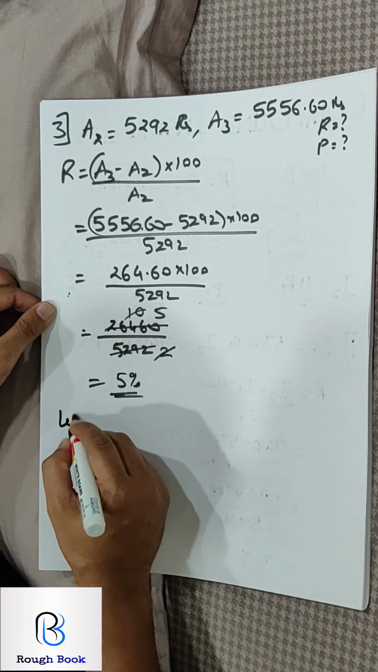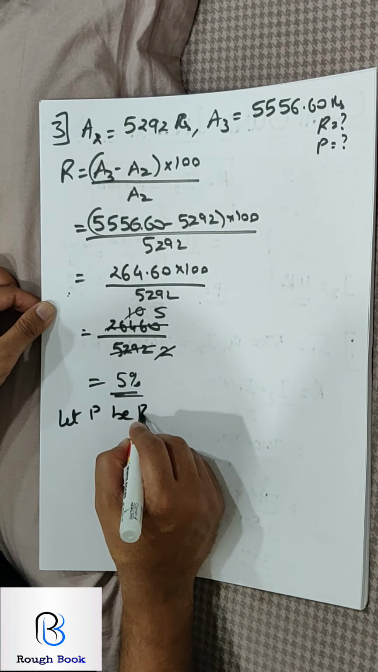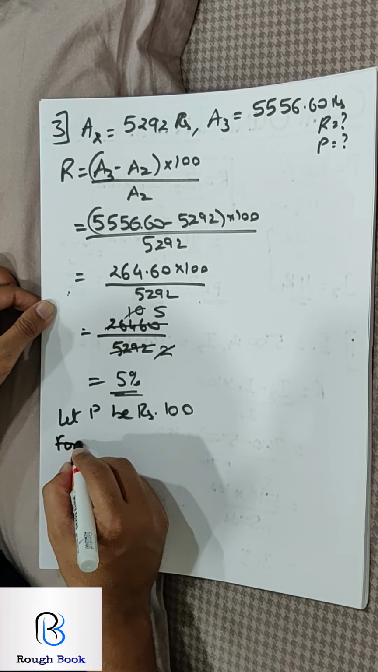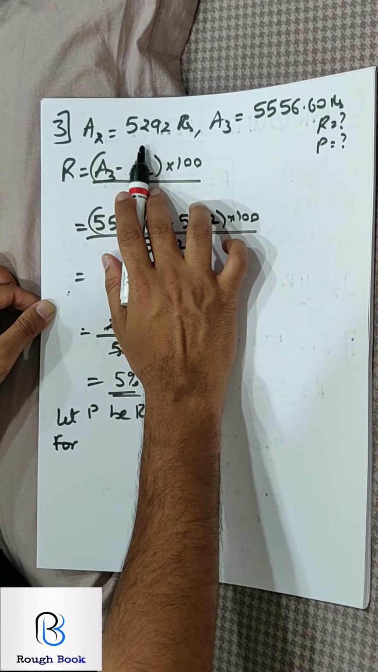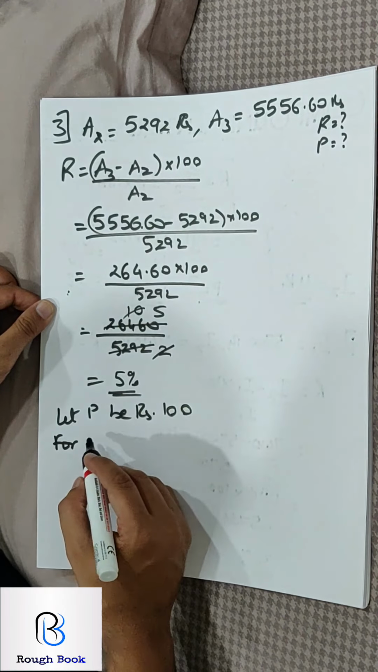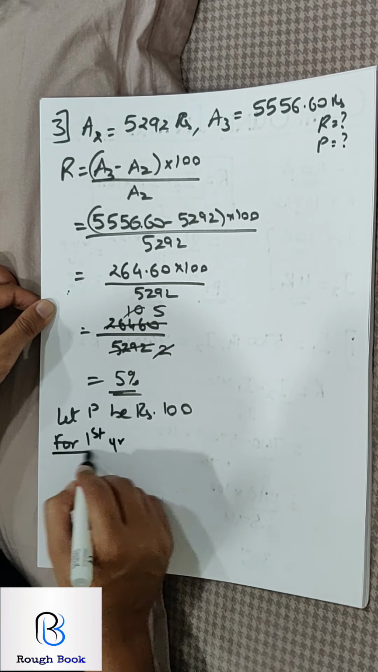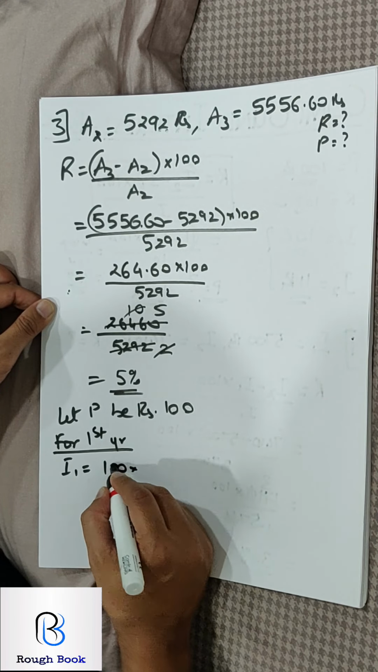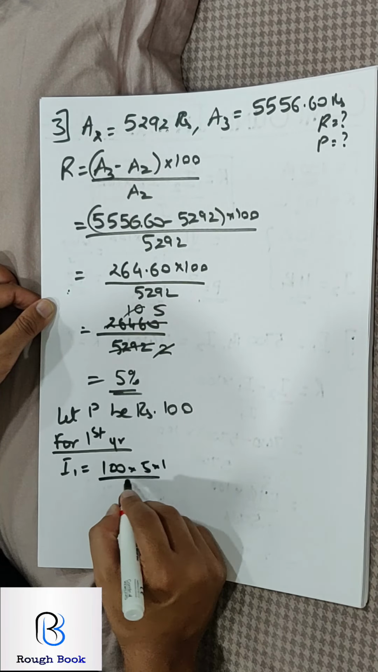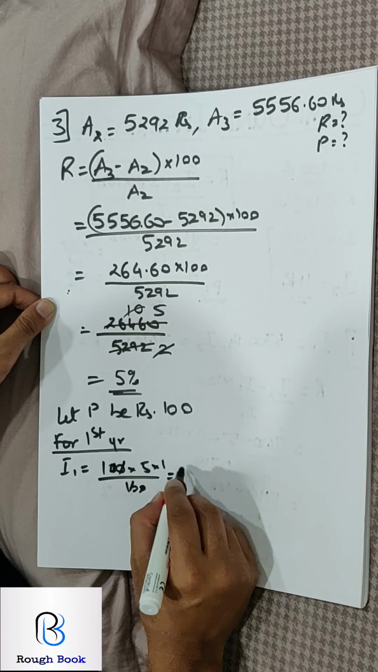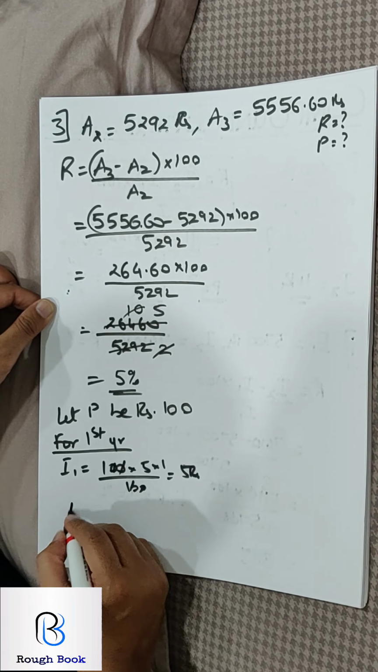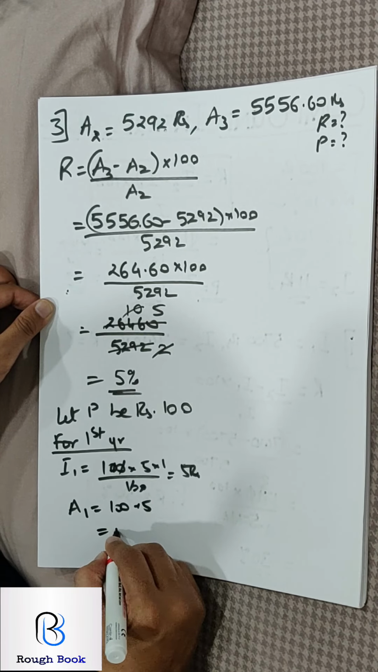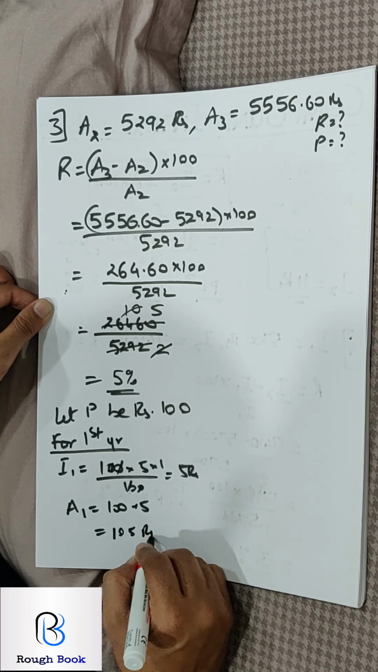Now to get the principal, I will say let the principal be rupees 100. For the first year, I have to reach A2 in order to use the unitary method, so I am trying to get I1. So 100, rate is 5%, so my interest becomes 5 rupees. Then my A1 is 100 plus 5, 105 rupees.